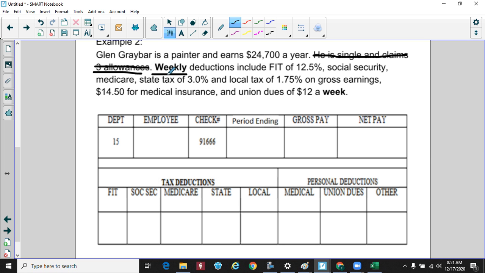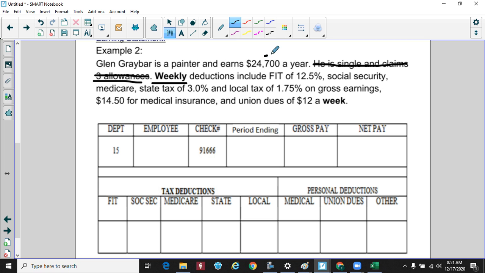So we are creating a weekly pay stub. What that means is he's going to get $24,700, evenly distributed amongst 52 weeks. So basically, I'm just going to take this and divide by 52. So 24,700 divided by 52. Let's start filling this out here.